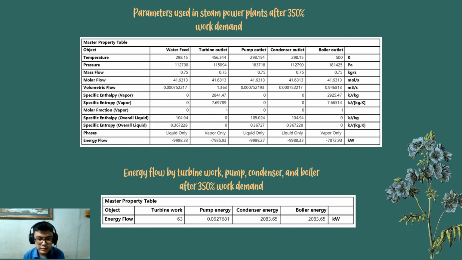Moving on to the energy flow by turbine work, pump, condenser, and boiler after 350% of work demand. So the turbine work increases up to 63 kilowatt from 18 kilowatt, which is what we want for 350% work demand. The pump energy is 0.063 kilowatt. The condenser is 2083.65 kilowatt, same as the boiler energy.